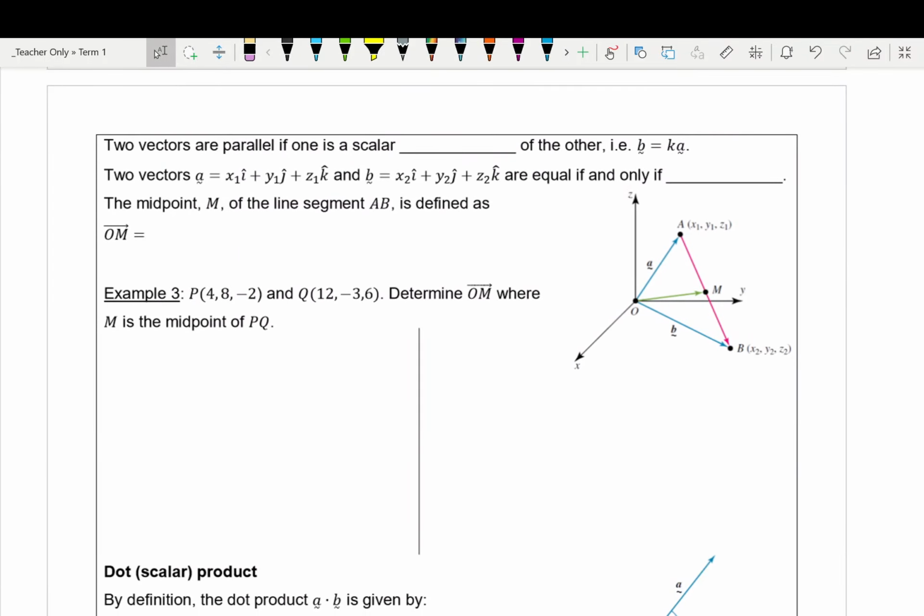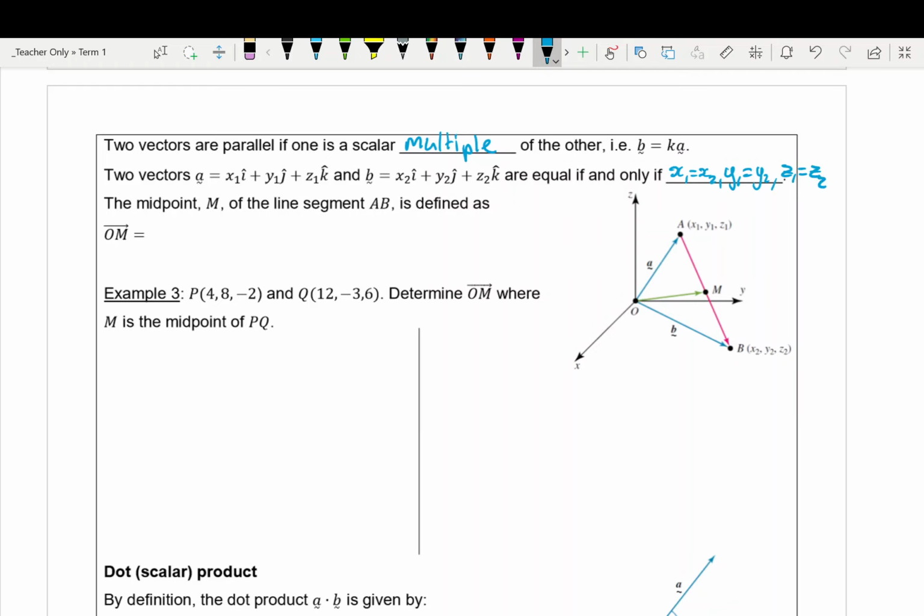Okay. Two vectors are parallel if one is a scalar multiple of the other, i.e. vector B is equal to k times vector A. Two vectors A and B are equal if and only if x1 equals x2, y1 equals y2, and z1 equals z2. So all three of these have to be correct for them to be equal.